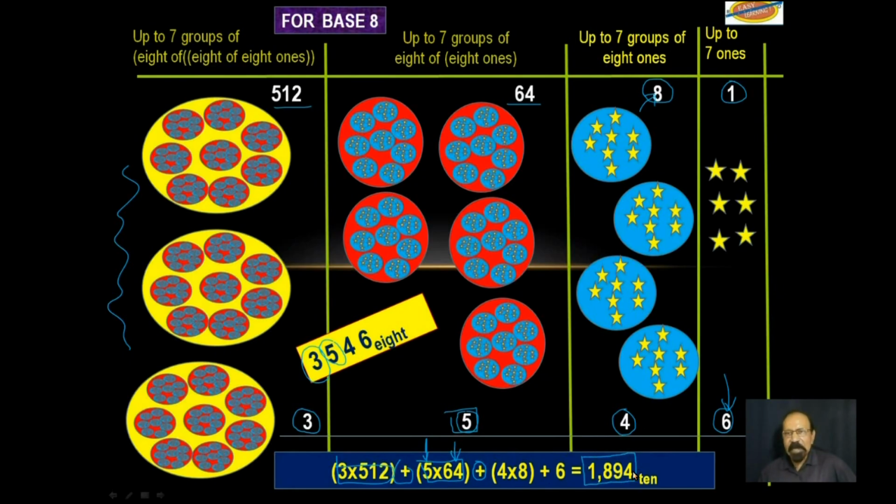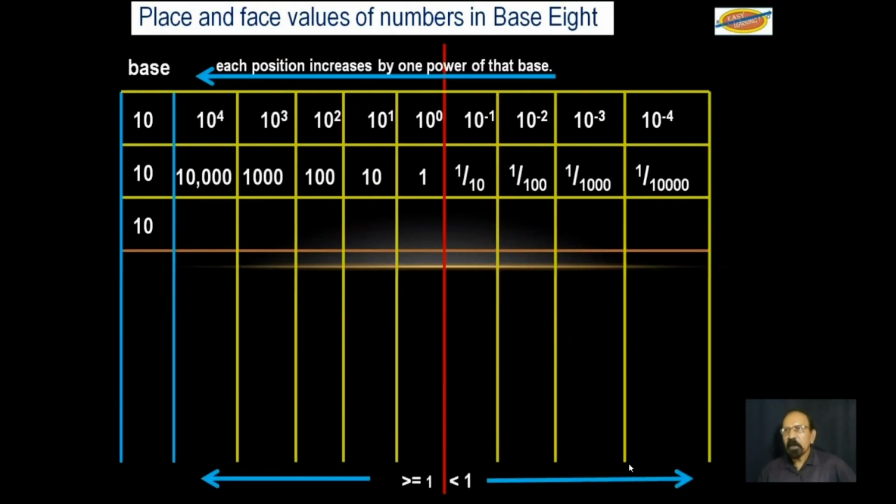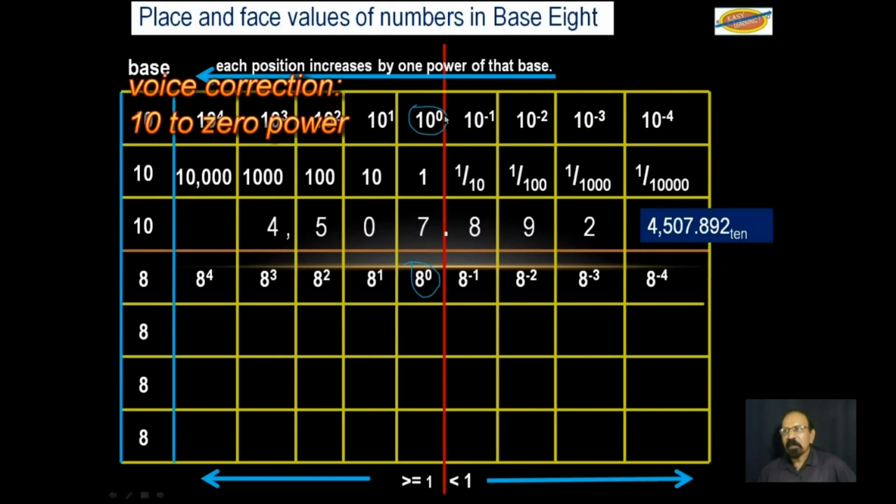1,894. And yes, now we can say 1,894 because we are in base 10. Well, we have seen this base 10 already. I'm not going over that again. I'm just putting it here to compare with base 8. So with base 8, now this is what happens. This position here is 8 to the 0, just like that position up there is 10 to the 0, and so on, 8 to the 4th power, 10 to the 4th power.